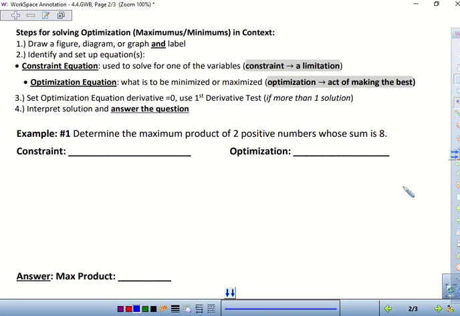The product of the two numbers could be represented by product is equal to x times y. Okay? So where x is the one integer and y is the other integer number. Now our constraint.